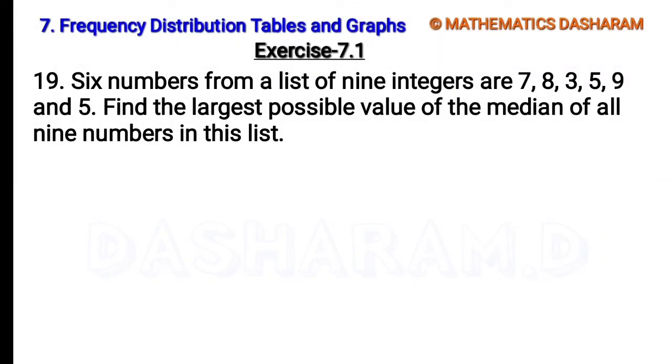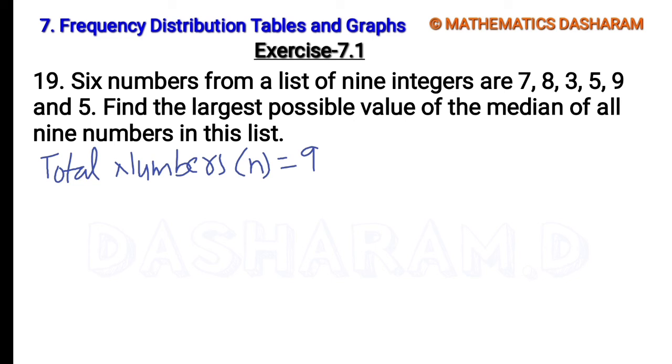Next, the 19th question. 6 numbers from a list of 9 integers are 7, 8, 3, 5, 9 and 5. So there are 9 integers but he gave only 6 numbers. Find the largest possible value of the median of all 9 numbers in this list. So first of all, the total number of numbers is denoted with a small n. So it equals how many? 9 numbers. Okay, 9 is an odd number.